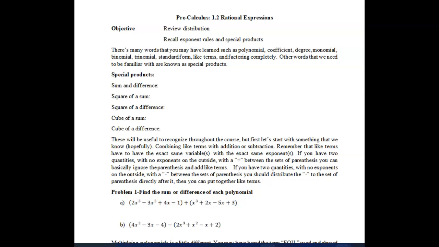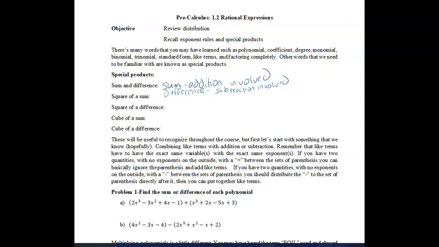So special products just involve the words like sum and difference, sum meaning that addition is involved. Alright, and then difference, you guys guessed it or you guys remembered that difference means that subtraction is involved. Alright, next one we've got is square of a sum.